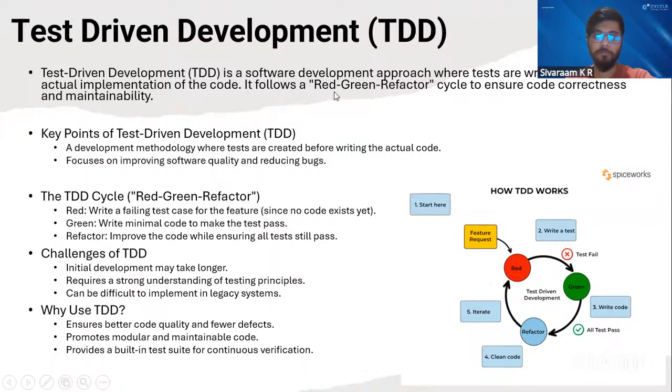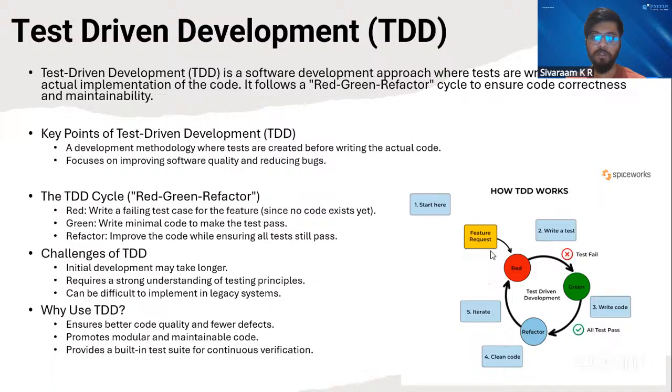Okay, this follows a pattern called the red-green refactor cycle. What do I mean by this? I'll say here, what are the key points of test-driven development? Here you can see, this is a methodology where the tests are created before writing the actual code. Okay, some of you guys can have the question, why should I write tests before the actual code? I'll give the answer for that. This usually focuses on improving the software quality and reducing bugs. So what is the TDD cycle? Here you can see there's something called red-green refactor. Here you can see in the diagram. So what happens is, when you start something, right?